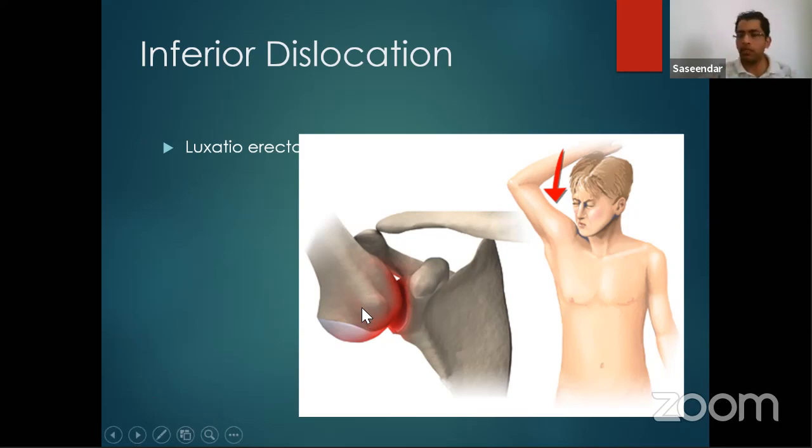The patient won't be able to adduct the arm again. So the patient comes to you like this, with the arm elevated and the forearm resting on the head, because they can't adduct the arm again.